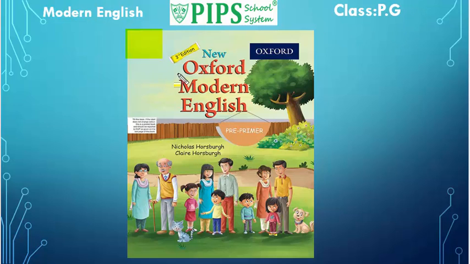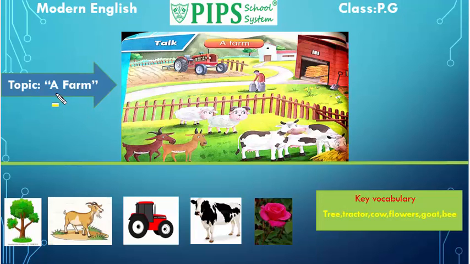Today we are going to learn from the book New Oxford Modern English Pre-Primer. Okay students, let's begin today's lesson. Today our topic is a farm.